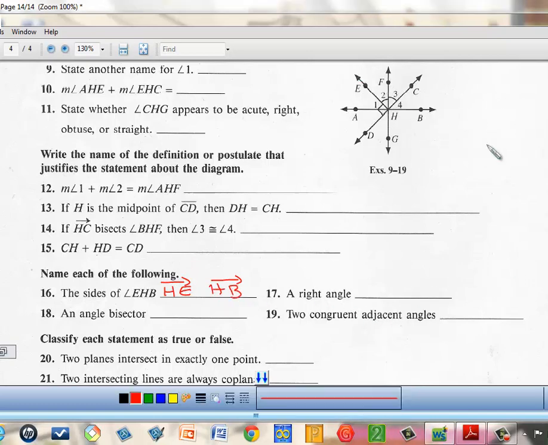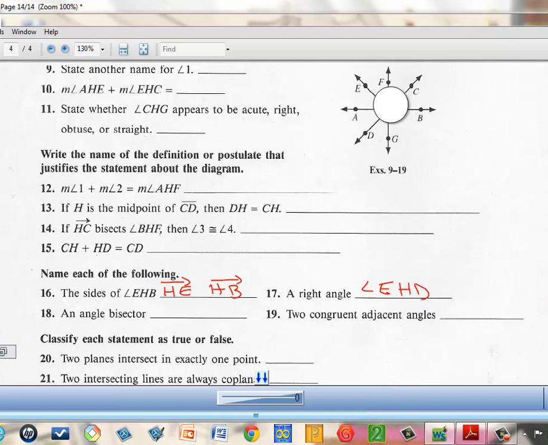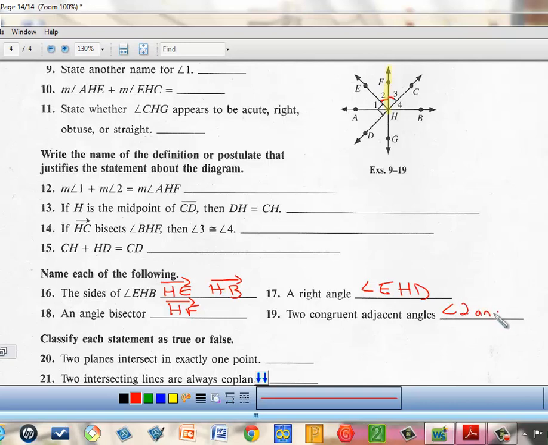Number 17, a right angle. Here's your symbol for right angle right here. So the right angle is angle EHD or DHE. An angle bisector, a little bit hard to tell in this picture, but these two little arcs right here mean that those angles are congruent. A bisector will go right through the middle. So the angle bisector in this diagram, and an angle bisector is a ray, would be HF. And the two congruent adjacent angles are the two we just marked in red. So angle 2 and angle 3.